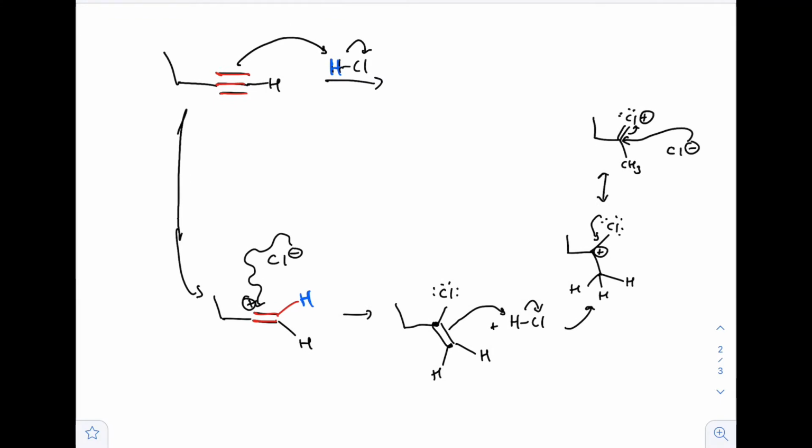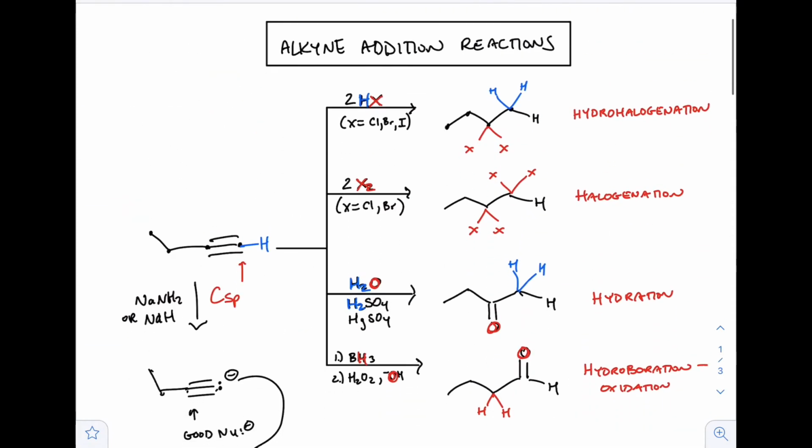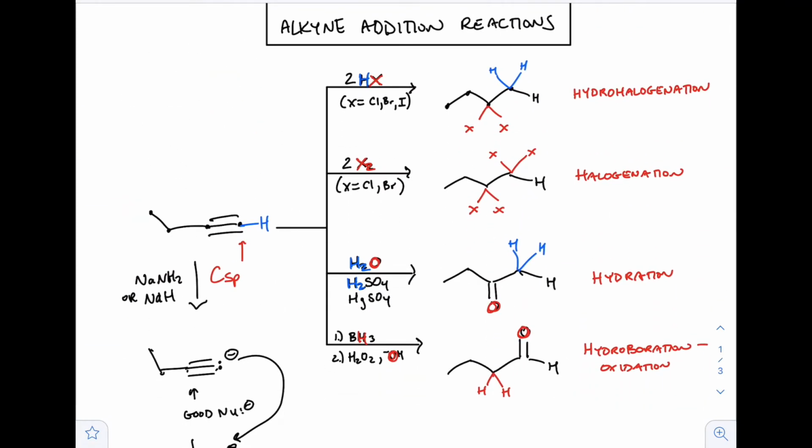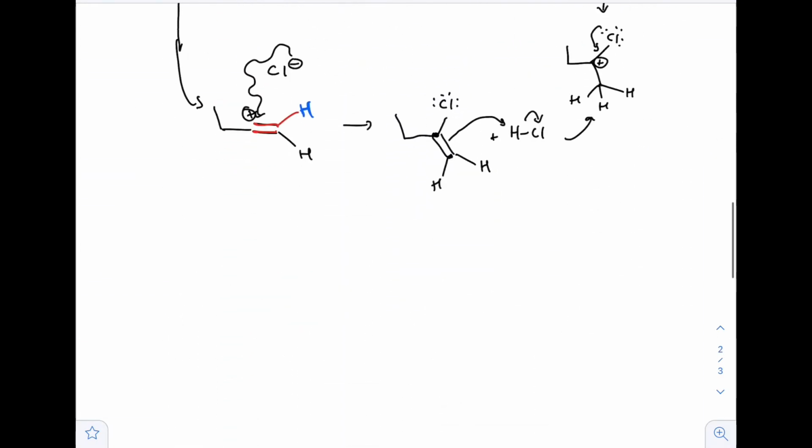Okay? So that chloride attacks that electrophilic carbon, which then allows that chlorine to be neutralized, and we get a dihalide product here. Okay, and remember, these chlorines are twinning, and so this is a geminal dihalide. So that's where you get the two red X's on that product in this chart, and that's hydrohalogenation.